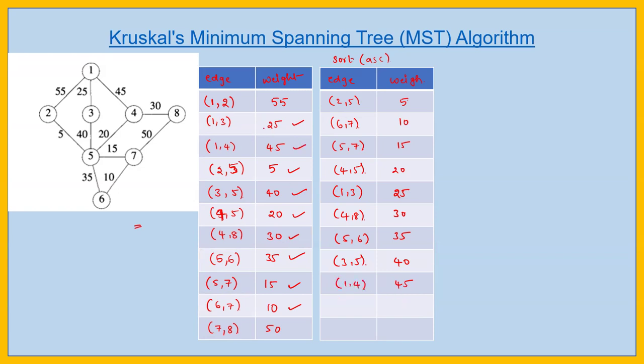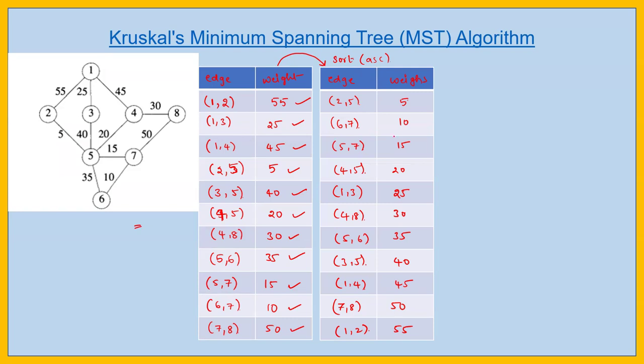Next, 50. This 50 edge is 7 comma 8, and its weight is 50. Next, the last remaining thing is 55, and its edge is 1 comma 2. So I have sorted. This is the actual set of edges, and I have converted this one to sorted order based on the weights.